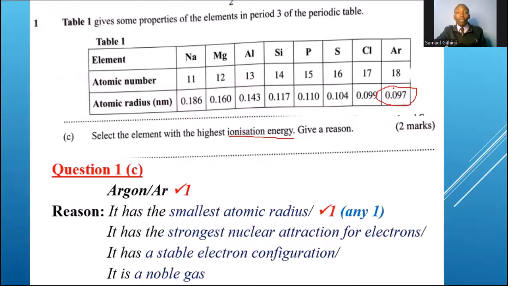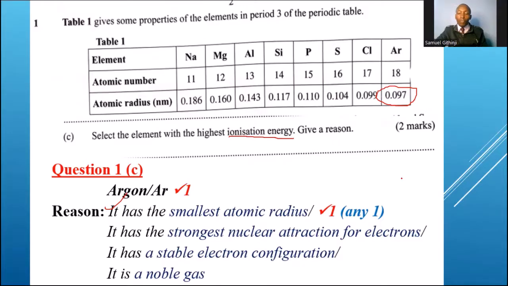Actually, with the noble gases, it is not easy. Under normal conditions, the noble gases do not lose electrons. And the reason is that it has the smallest atomic radius. That's what you're given in the table. Otherwise, if you say it has the strongest nuclear attraction, it's okay. If you say it has a stable electron configuration, maybe having written it, or if you say it's a noble gas, you score. But the very first point is the main one, because you are extracting your answer from the table.